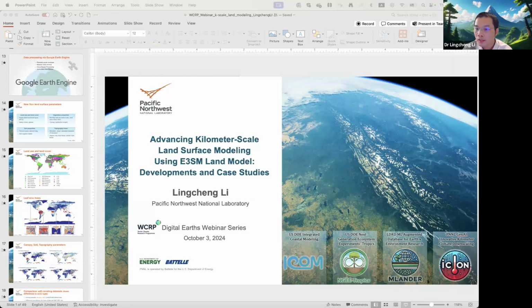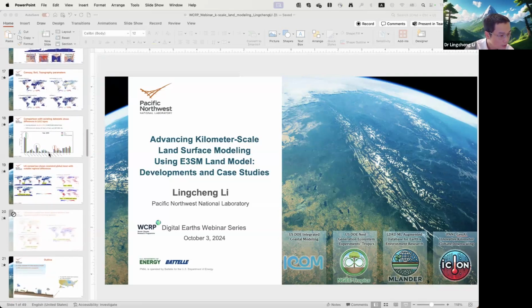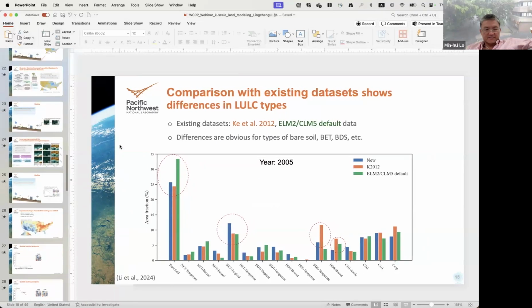Yes. The question is about the big difference in the bare soil between the new and the K-12 data, based on the observation, compared to the interpretation of bare soil in the original observation? Yeah. So let me go to here. I think in the beginning it shows K-12 comparisons. Yes. And you mentioned the bare soil, so it is in here. I think you can still see my screen.